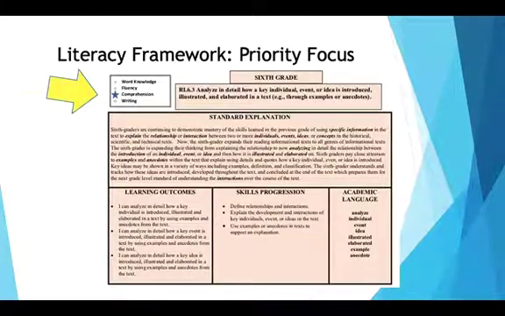On the top left corner, you will see the literacy priorities focus, which matches what was shown on the front cover. It's important to know what focus the standard aligns to so you know which needs of your students you are meeting.